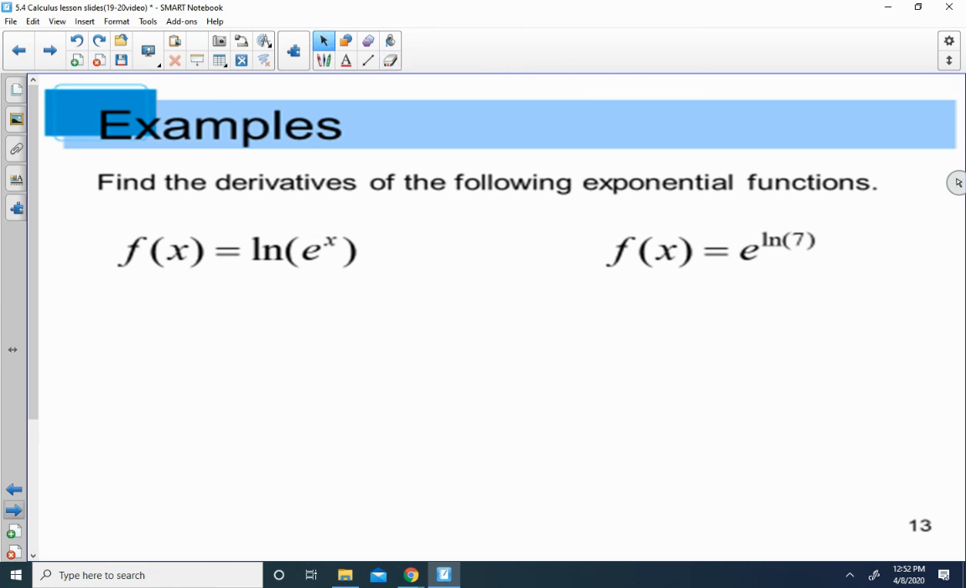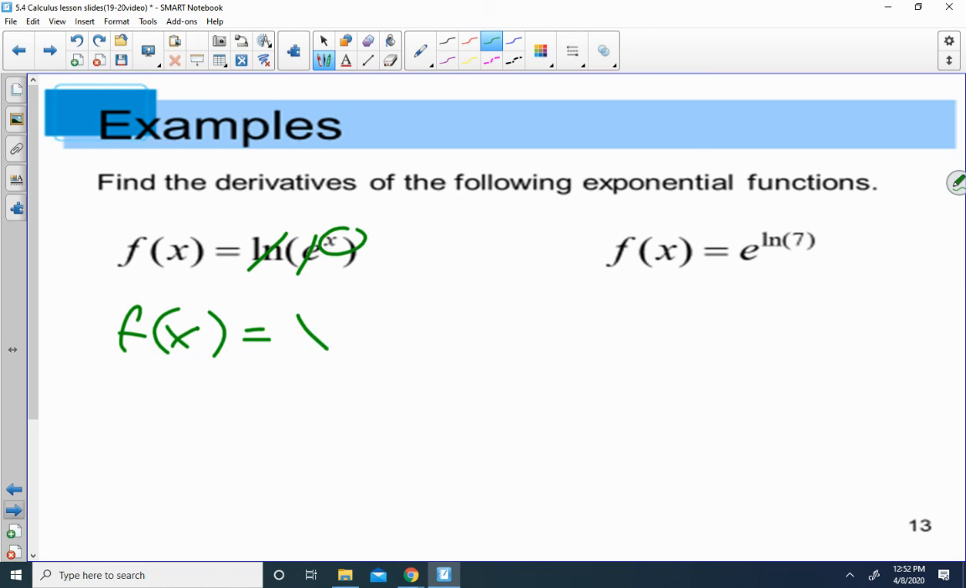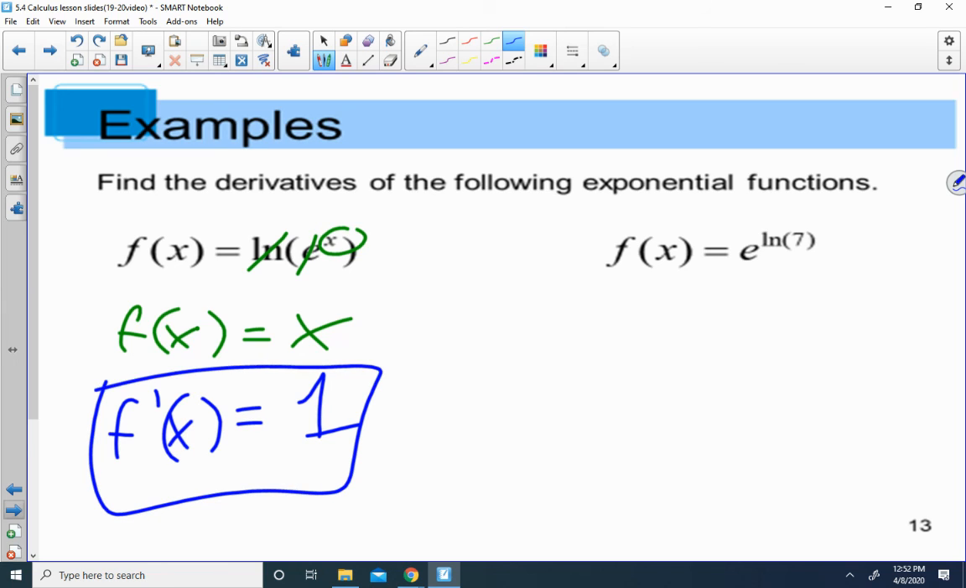However, if you were to recognize that these two would cancel, since they're inverses, you would then be left with just x. And once you have x, you'll be like, I can derive x, that's easy. The derivative is 1. And then you're done. Then you can go play basketball or watch a movie or something. It's that easy.